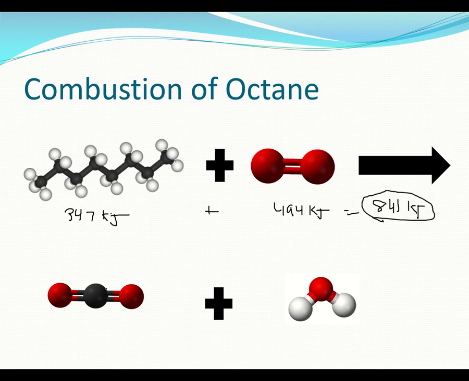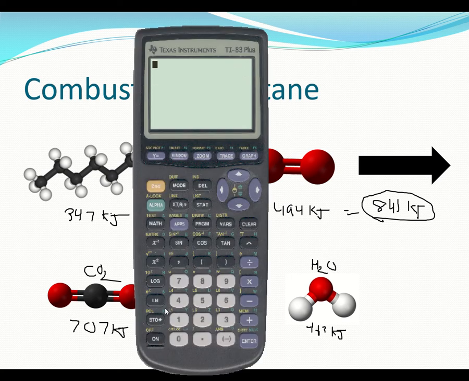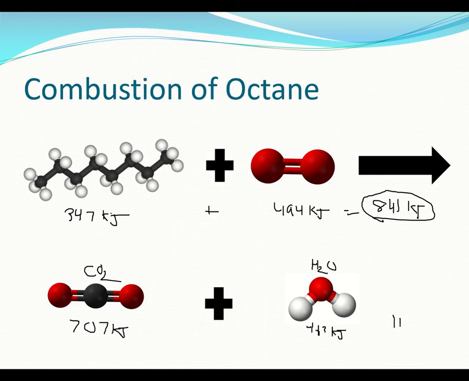So what we turn it into is CO2 and H2O. And when we make these new bonds, they give off a different amount of energy. So from the chart, it told us that this was 707 kilojoules of energy. And then this H2O is 463 kilojoules of energy. So if I add those together, 707 plus 463, I end up getting 1170.